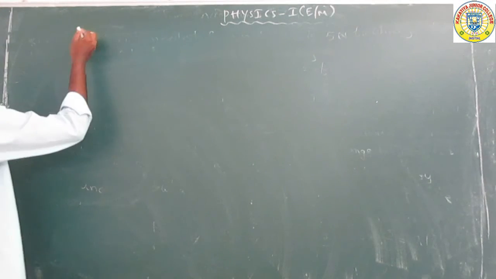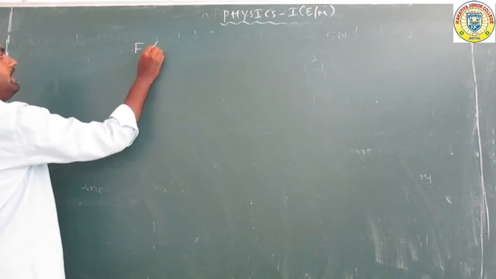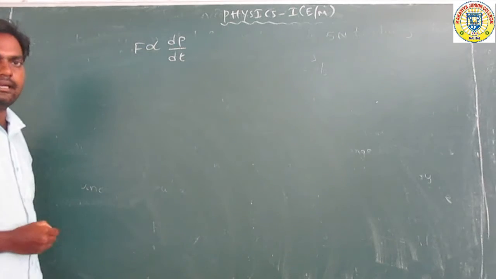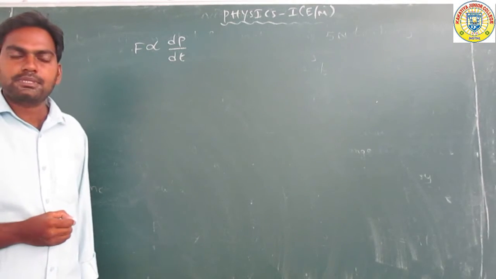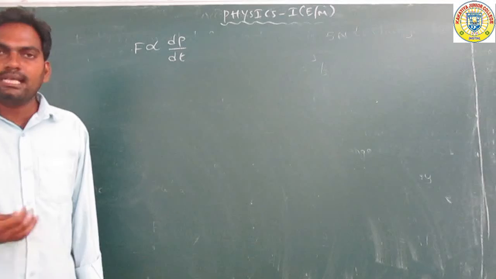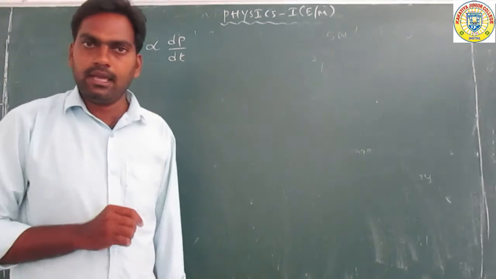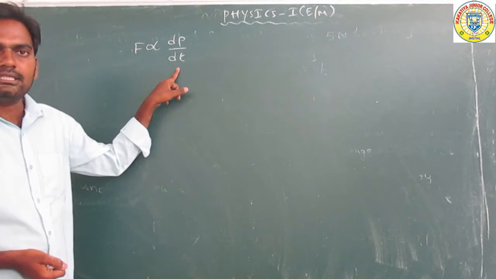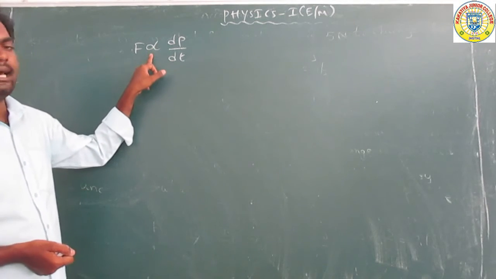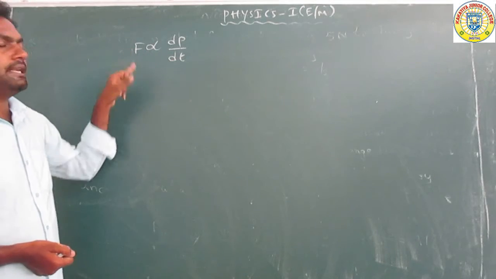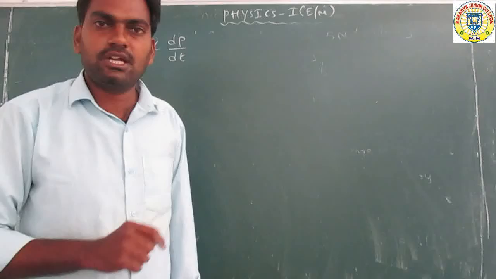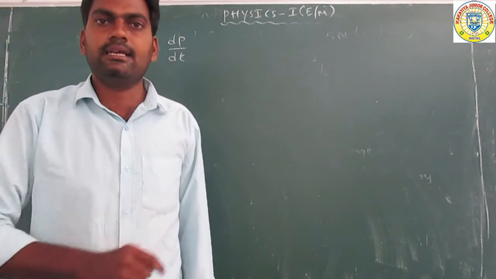According to Newton's second law, F is directly proportional to dP by dt. What is P? Momentum. So the rate of change of momentum is directly proportional to the net or resultant force acting on a body, and it is in the direction of the force.